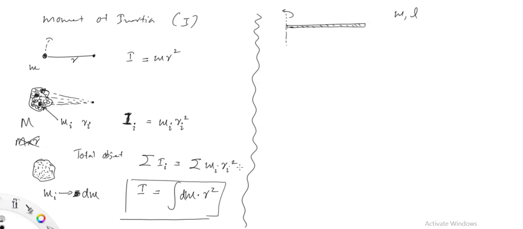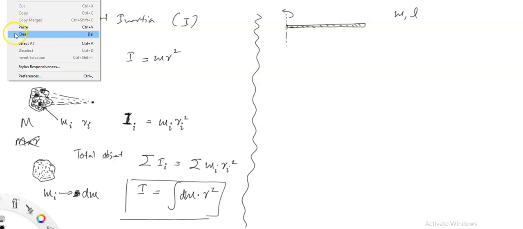I have a feeling that this is not enough space, so let me clear this whole thing and get a new page. Okay, so this is what we have. Here's a solid object. We're going to rotate it around this point, and mass is m, length is l.